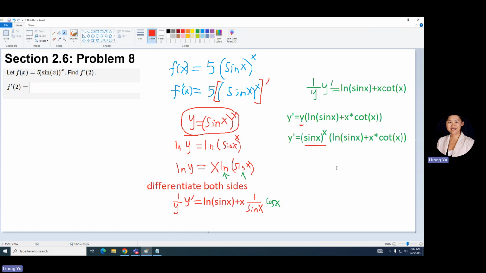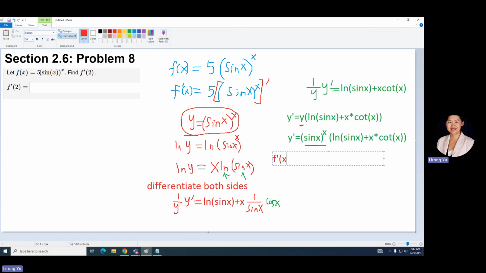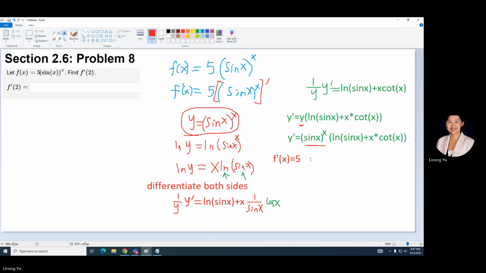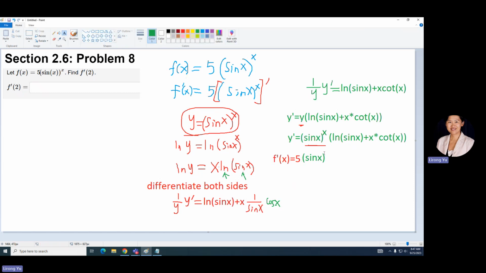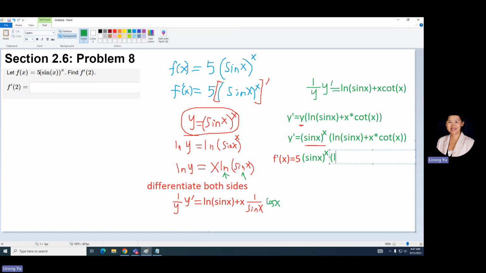So you can see these things get more complex to look at. Now the final answer to the question is f prime of 2. But remember, we also have to multiply by the 5. So the f prime, remember the 5. So f prime of x is equal to 5 multiplied by all we were getting. So 5 times sine x to the power of x. This is multiplied by ln of sine x plus x.